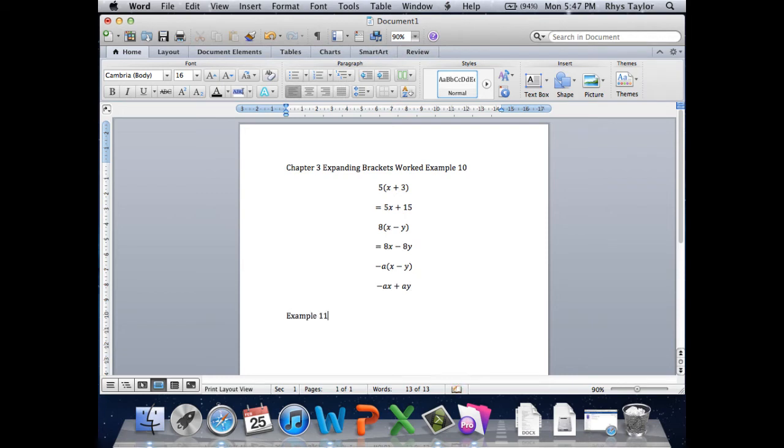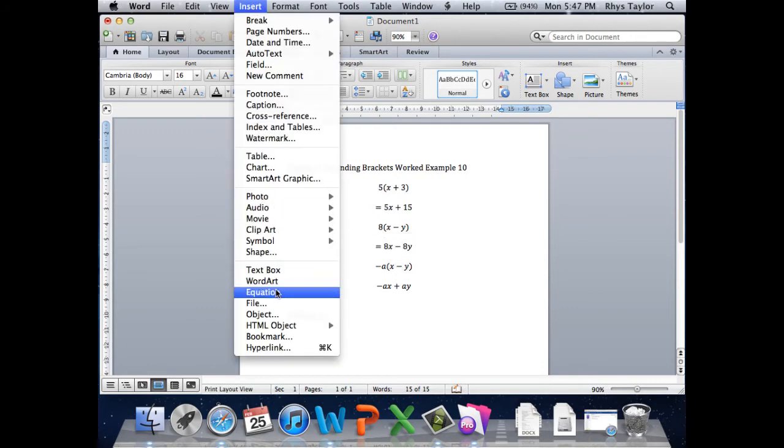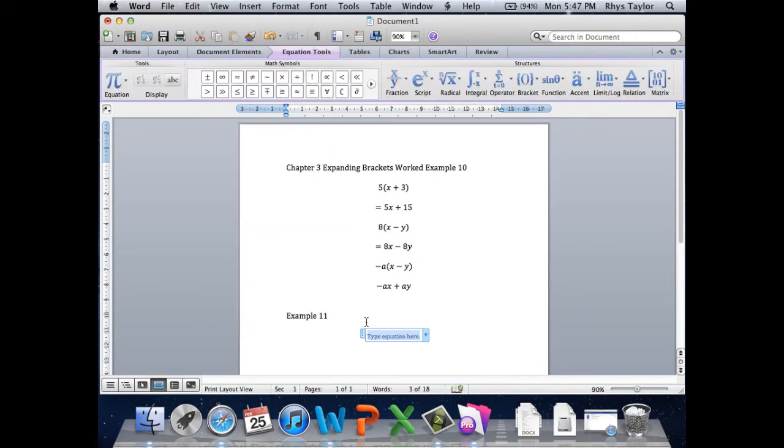We're doing example 11, where we've got numbers and letters on the outside. So we've got 5x, 6y, take 7z.